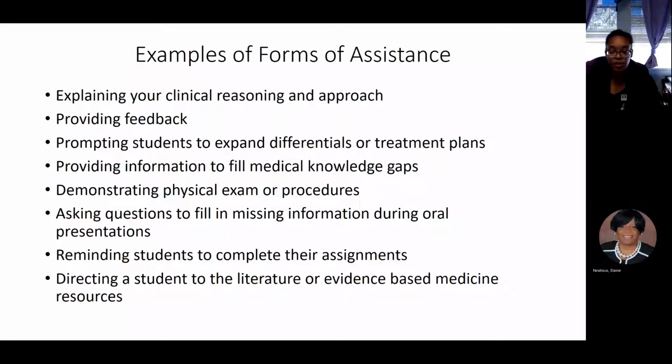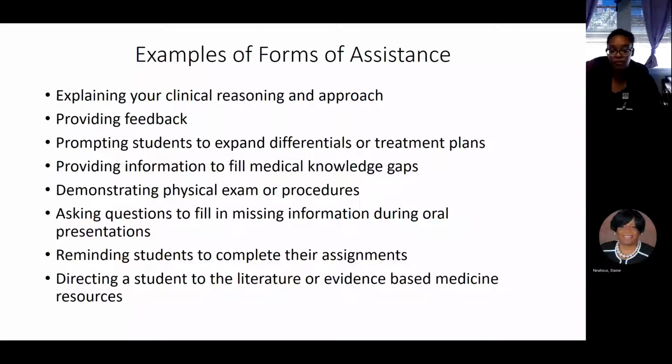Explaining your clinical reasoning and approach on developing an assessment and plan. Providing the student with feedback. Prompting the student to expand their differential or devise a treatment plan. Providing information to fill in medical knowledge gaps. Showing students how to perform physical exam maneuvers appropriately or how to perform procedures.